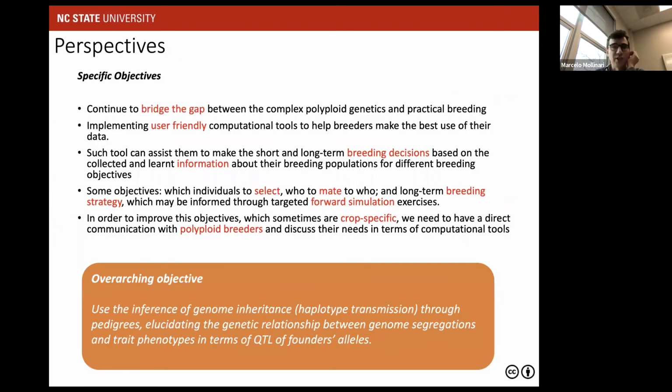And so, just perspectives. As Moira said, we just got a USDA NIFA grant approved at the beginning of this year. And now the next step is to try to bridge this gap we have between the complex genetics of polyploids and practical situations. I'm going to do everything that I can to bridge this gap. I know this is very difficult. And the way I'm trying to do this is to build user-friendly tools, not just to have fancy algorithms without a user-friendly tool, right?